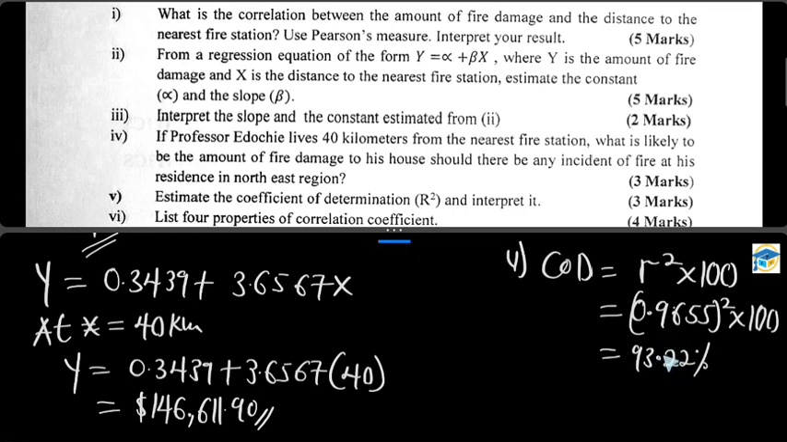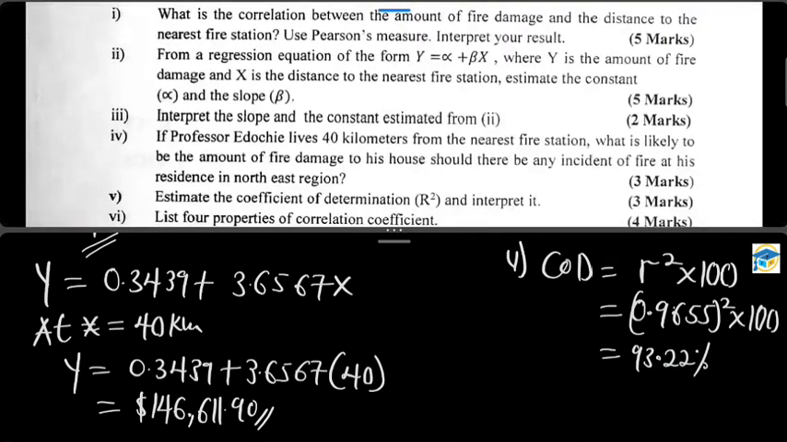So here you can clearly see there's a high proportion of variability in variable X that influences the amount of fire damage a person can suffer, in case the distance from their place to the fire station is quite long or longer. So let's take note of that. So that is the V.